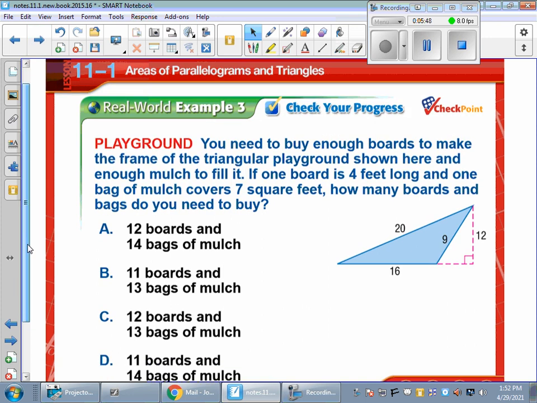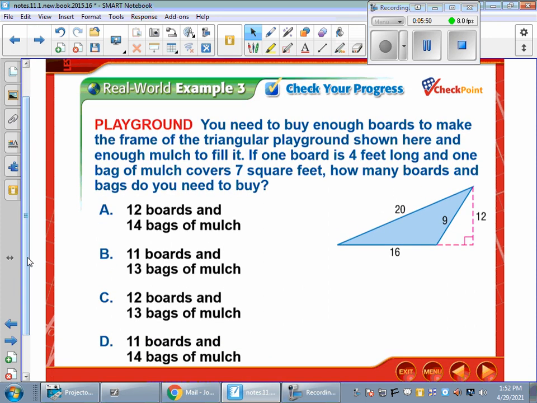Next one, again, same type of concept, but now what they said here is you need to buy enough boards to make the frame of a triangular playground and enough mulch to fill it. One board is 4 feet long and one bag of mulch covers 7 square feet. So we have to find the perimeter and area of this object. If I were to find the perimeter, I'm just going to go 16 plus 9 plus 20. So for the perimeter, that equals 45. Now again, they don't put units, so I'm assuming that these are feet. So that's 45 feet.